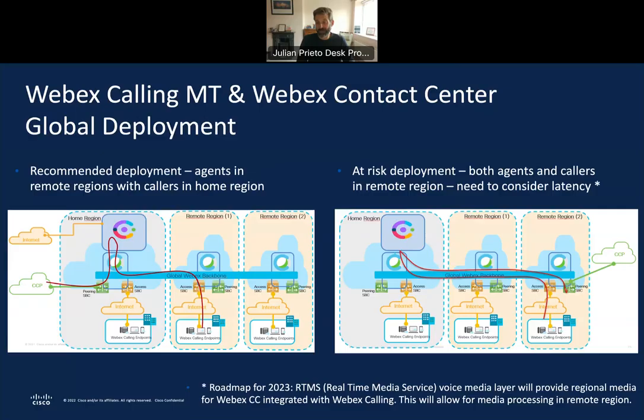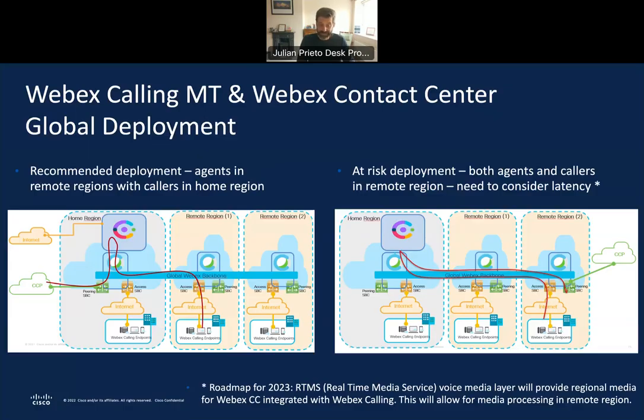So in this example here, we have the inbound PSTN, cloud connected PSTN, coming into the remote region. That media then has to go all the way into the home region where it's processed by WebEx Contact Center, and then the media to the agent goes back out to that remote region. So you can see we're doubling the latency across the global WebEx backbone compared to the deployment on the left. Again, this is something that you have to consider and work with the customer to understand whether this is going to be acceptable or not.